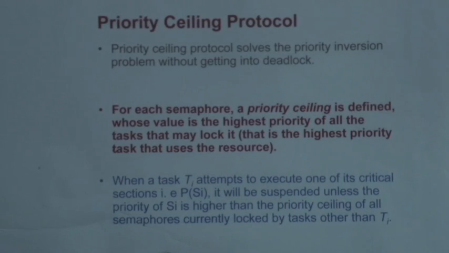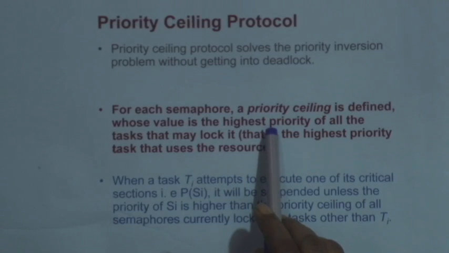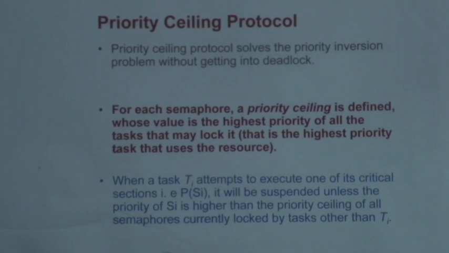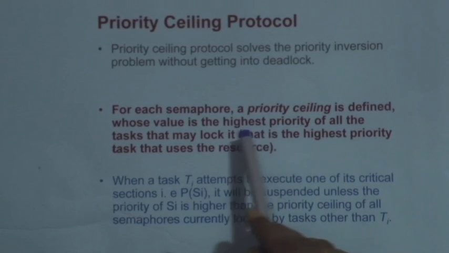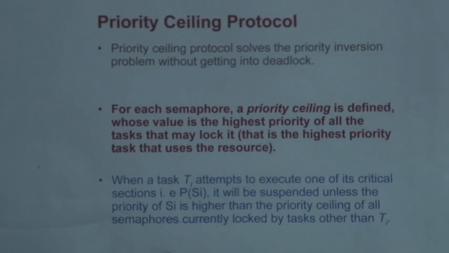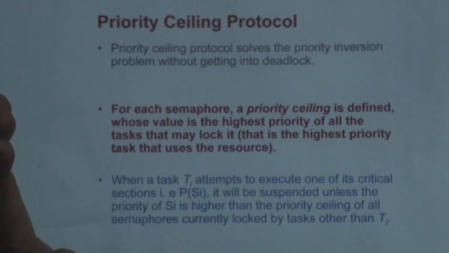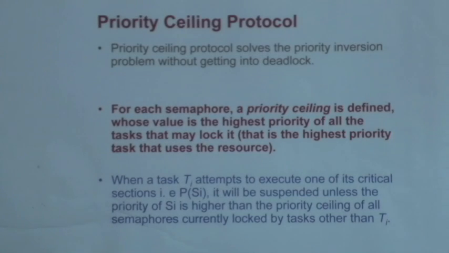And what is that ceiling? The ceiling value is the highest priority of all the tasks that may lock it. What does this mean? The highest priority of all the tasks that may lock it. You see, there are a number of tasks running concurrently, and each of these tasks can ask for different resources, and each shared resource is protected by some semaphore.